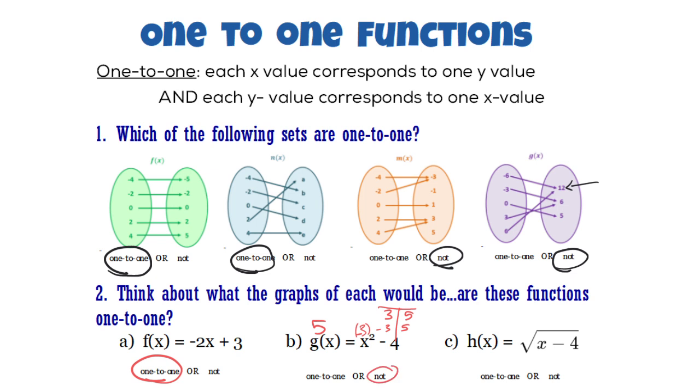Okay, last one, a square root function. If I put some number in for x, whatever that might be, let's say it's a 5. 5 minus 4 is 1. Square root of 1 is just 1. I'm not going to get multiple answers back.